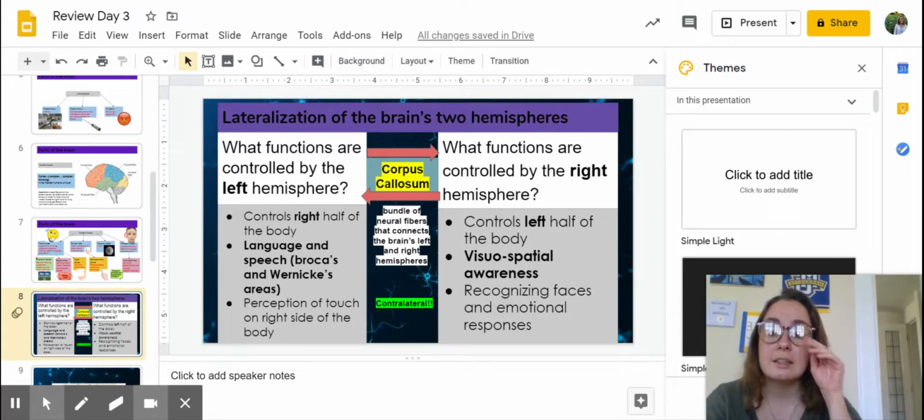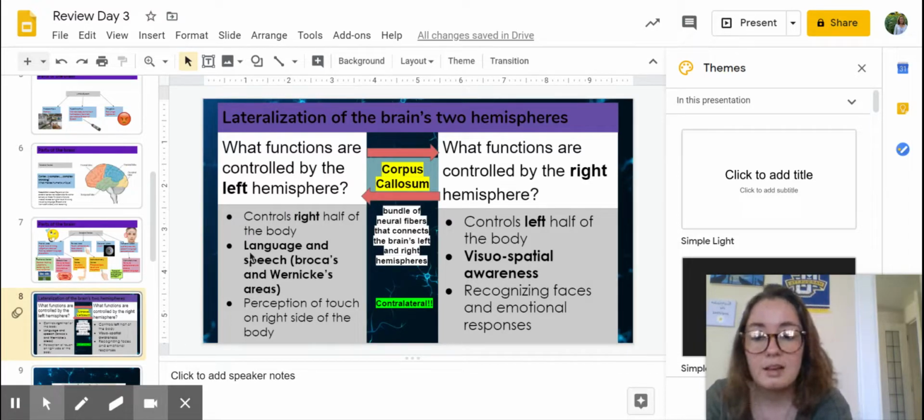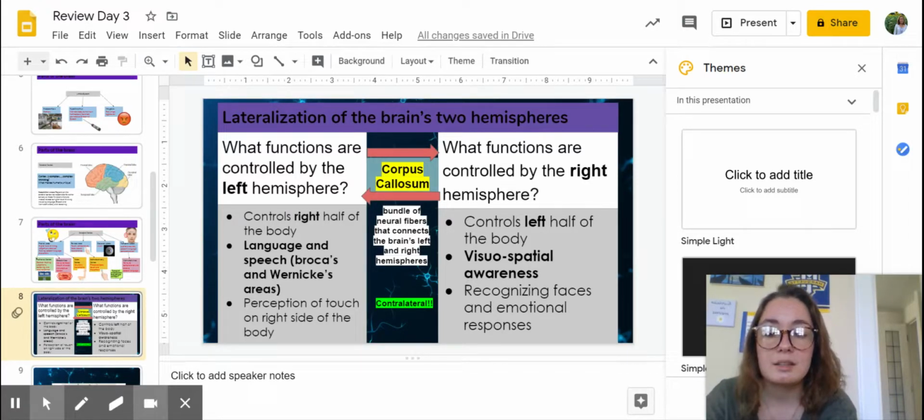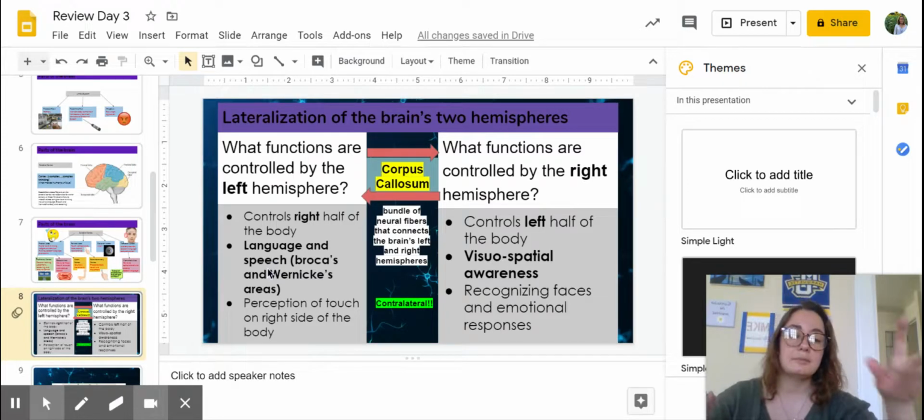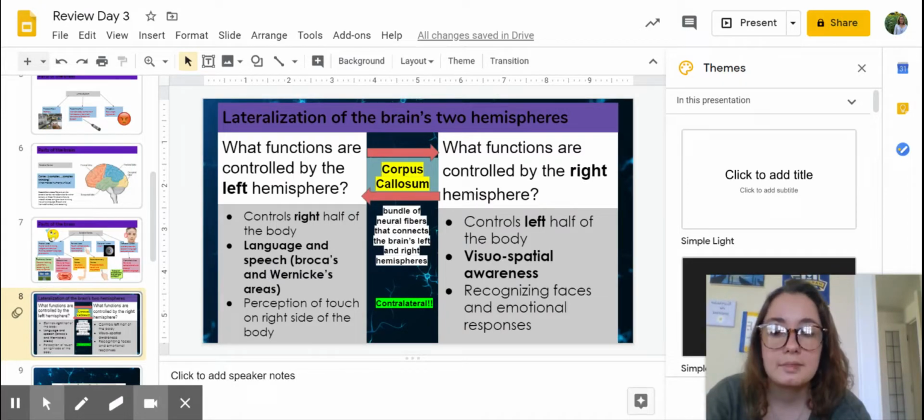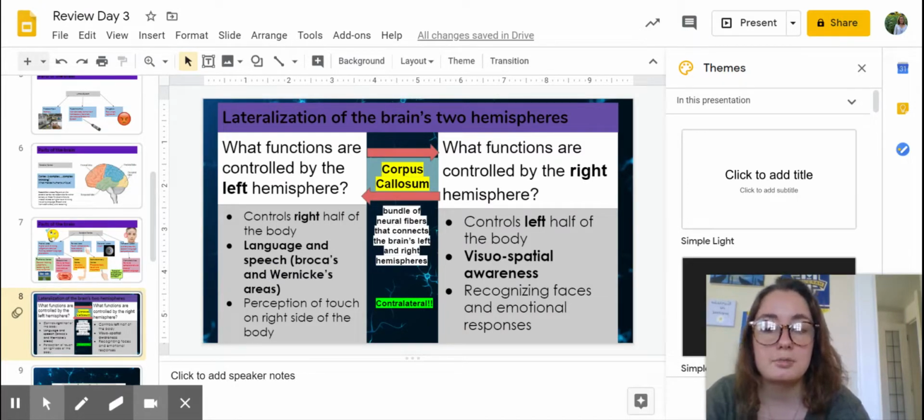A specific function that's really unique to the left hemisphere is language and speech. And that makes sense because Broca's and Wernicke's areas are located in the left hemisphere of the brain. So language and speech, unique to the left. And you can remember that: L, language, left. And then perception of touch as well, like I said, from the right side of the body, it's processed in the left. And then what functions are controlled by the right hemisphere?